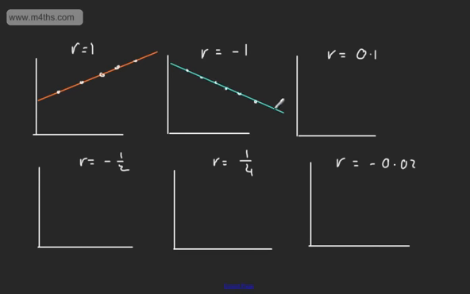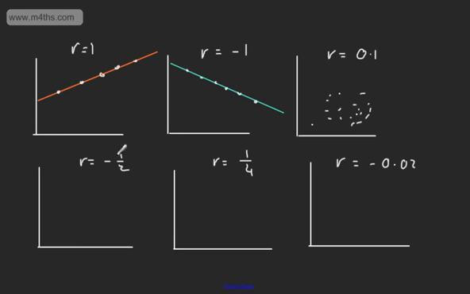With r being 0.1, it's a very, very faint relationship, but not an awful lot. You might end up with something that looks like this. It might be a slight relationship, but very, very little at most.